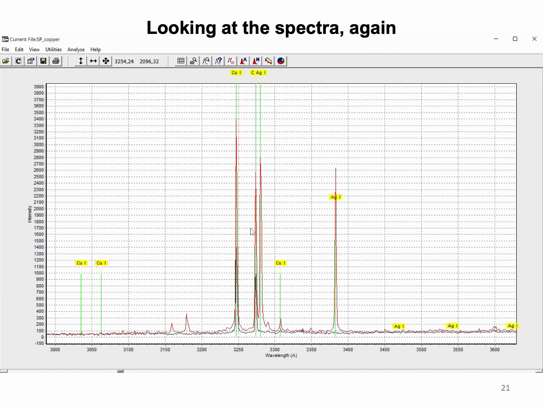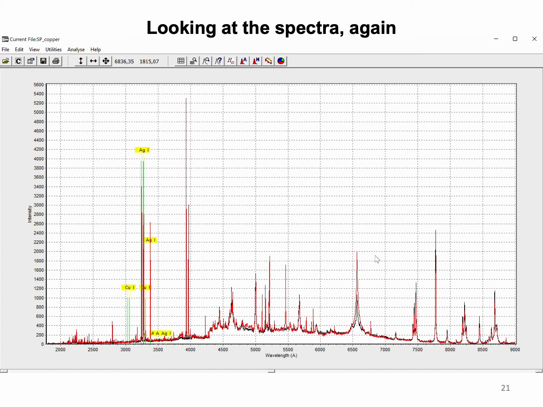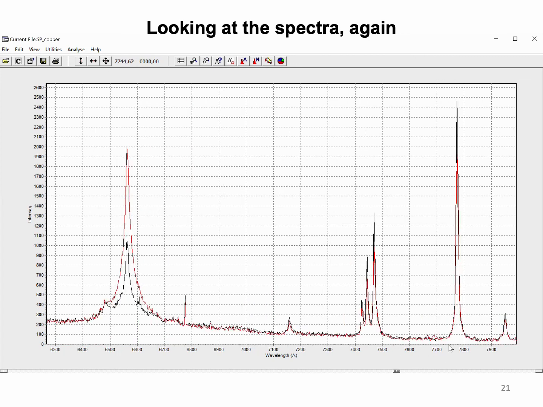Here, we can also see the silver lines as well. It is interesting to note that the hydrogen line becomes broader. This is an indication of an increase in electron density thanks to the contribution of the silver electrons.